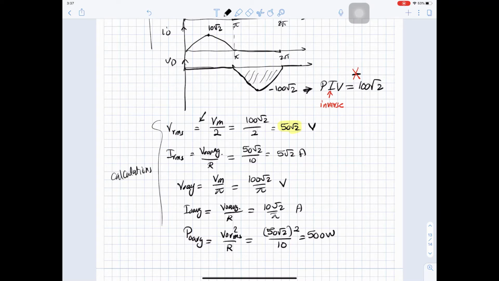Okay, so you have to prove the formula. So you need to write down that V out, for example, average equal to 1 over 2 pi integration from 0 to pi V max sine theta d theta until you reach that V average is V max over pi. Then you can substitute. You cannot just substitute for the value.